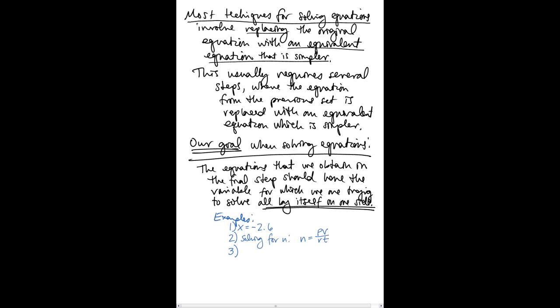Here's another example. If we were solving for y, we might have negative 48 equals y. Again, this is solved for y because y is by itself on one side. It doesn't have to be on the left-hand side. It could be on the right-hand side.